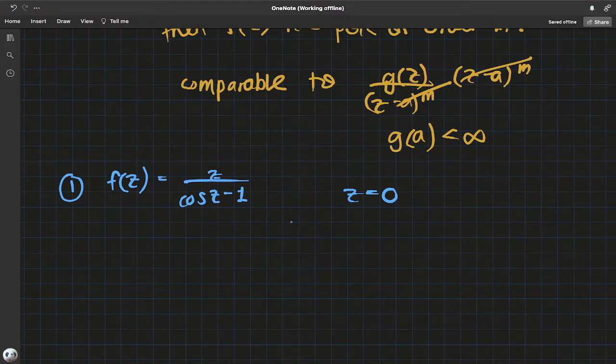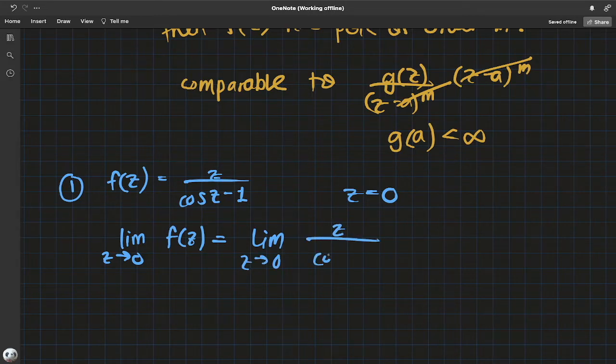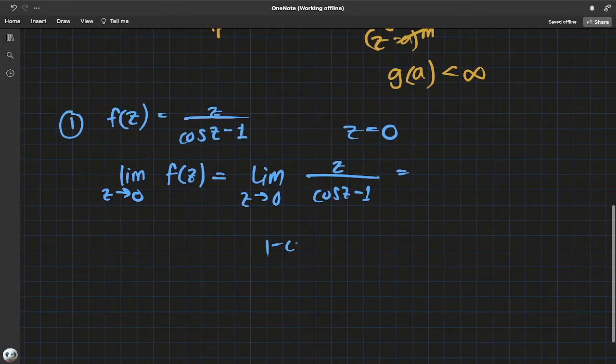So we can check whether it's a singularity or not. Take the limit as z goes to 0 of the function f of z, which is the limit as z goes to 0 of z over cosine z minus 1. Now one way to do this is to use L'Hopital because it's a 0 by 0 situation. What I choose to do instead is something interesting. Notice the identity 1 minus cosine of z is 2 sine squared of z by 2. This is one of the cosine half angle formulas.